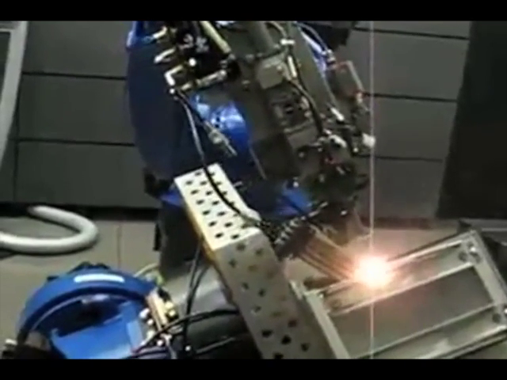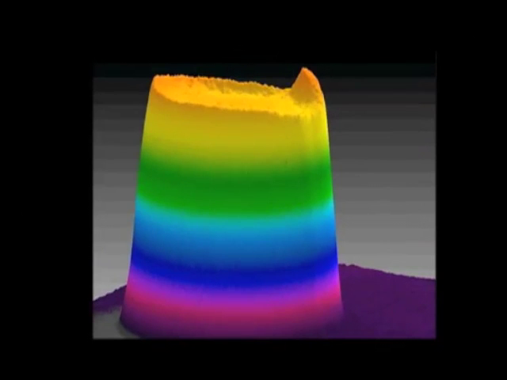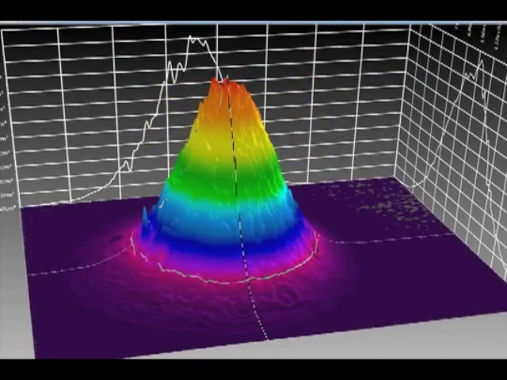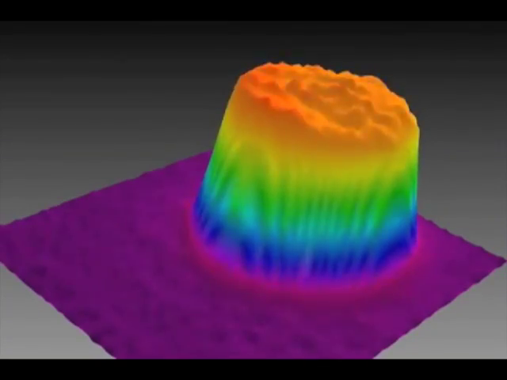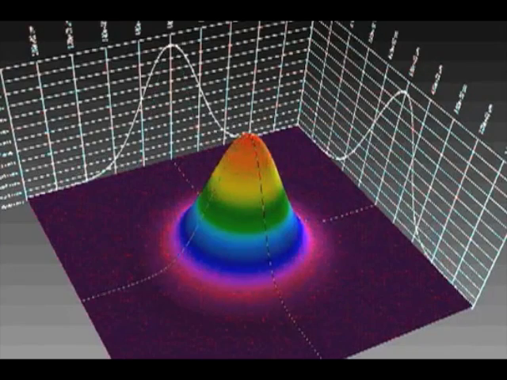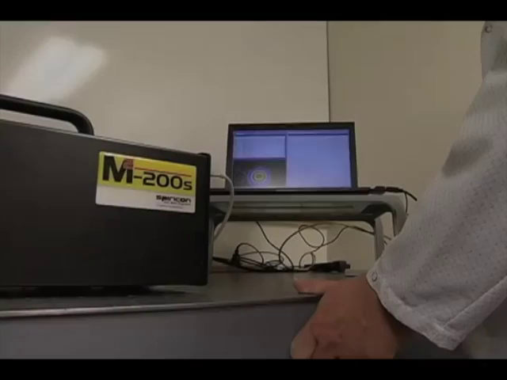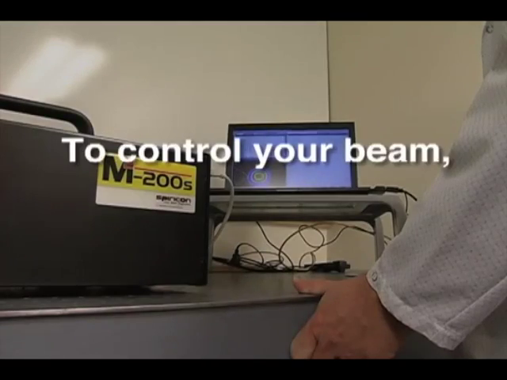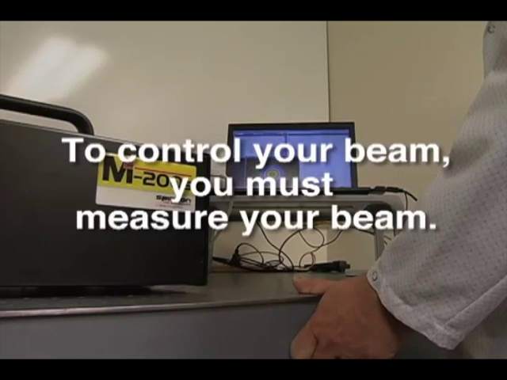For welding and ablating, a flat-top beam with a larger spot is often preferred. A Gaussian beam may have the same power as a flat-top beam, but the spatial intensity of the beam profile will yield dramatically different results. To control your beam, you must measure your beam.